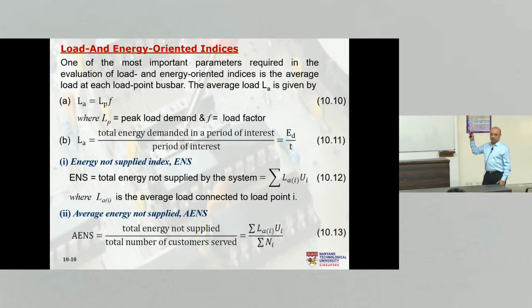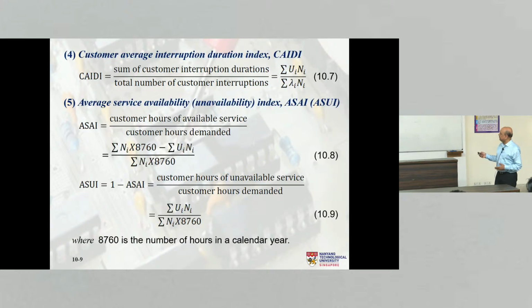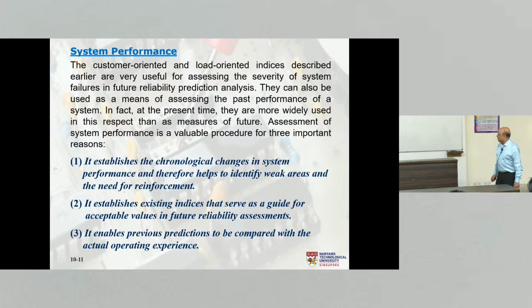Okay? So these are some of the indices well documented in the literature. Depending upon your application, you may or may not calculate them. But two things very clearly here: individual load point indices and system indices. These are system indices. Customer oriented indices are for the entire feeder or for the entire system under consideration, which may comprise hundreds of load points. The example we have used here is only 3 load points, okay?